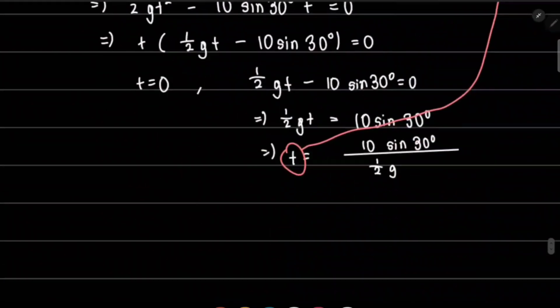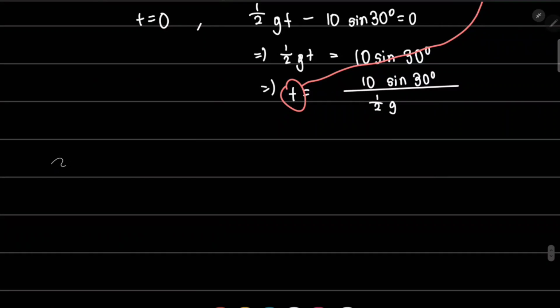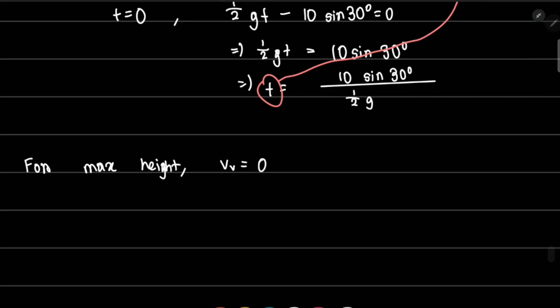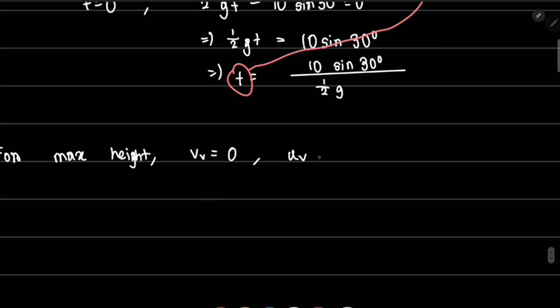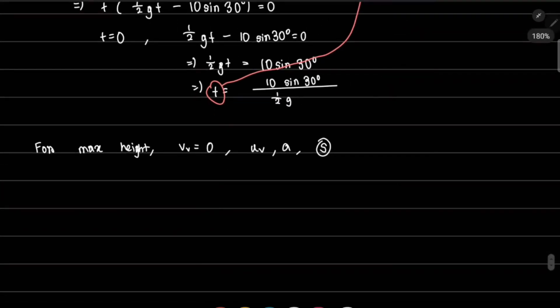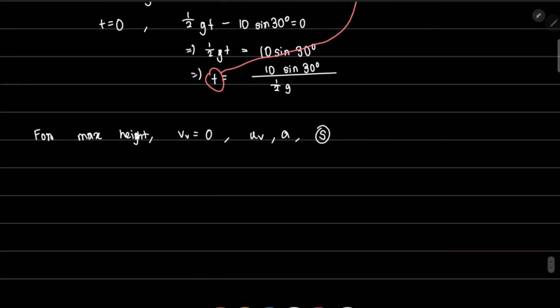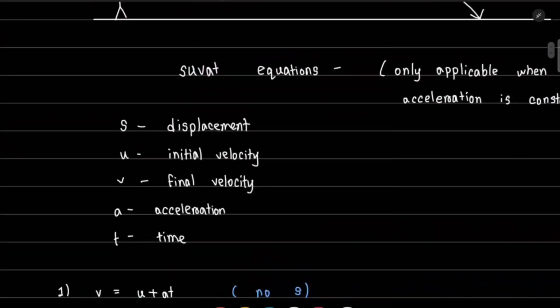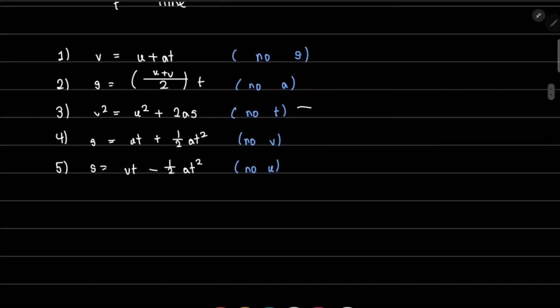So using this, we can find the maximum height. For max height, V vertical is 0. We know U vertical, we know the acceleration, we don't know the time, and we want to find the displacement. We want to find the maximum height, which is the displacement. So in this case, we don't care about time. If we look back at our SUVAT equations again, the third equation is what we'll use because it doesn't include time.